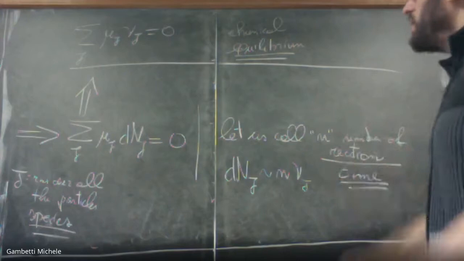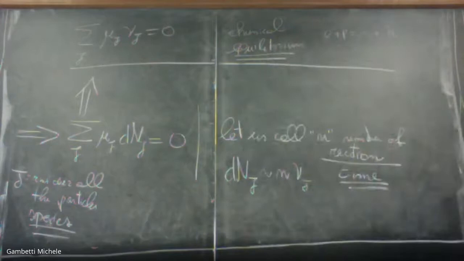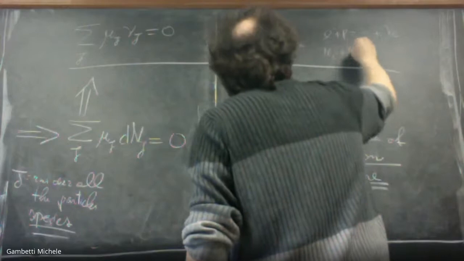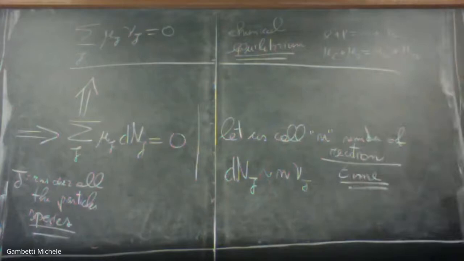Okay, so for instance, in the case of a process I'm more familiar with, like this one, what I need to impose in order to establish chemical equilibrium is that the chemical potential of the electrons plus the chemical potential of the proton must be equal to the chemical potential of the neutron plus the chemical potential of the neutrino. Okay, so these kinds of equations are very often used in the context of physics, in the context of astrophysics, for instance, so nuclear astrophysics.